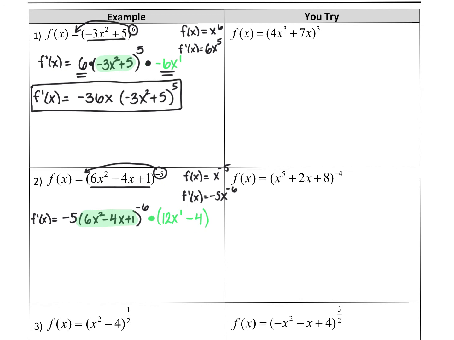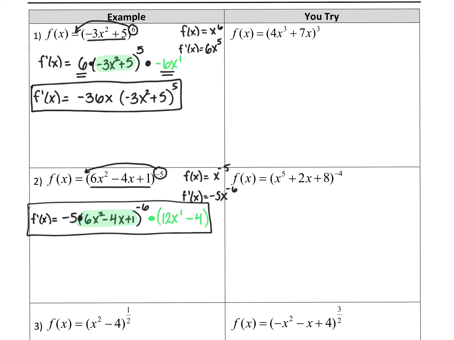So technically the answer is negative 5 times 6x squared minus 4x plus 1 to the negative 6 times this. Now, this one's not as easy to multiply like the one up here, so you theoretically can just leave this as your final answer, and that would be accepted. You just have to be careful that you put this piece in parentheses. So this would be your final answer.